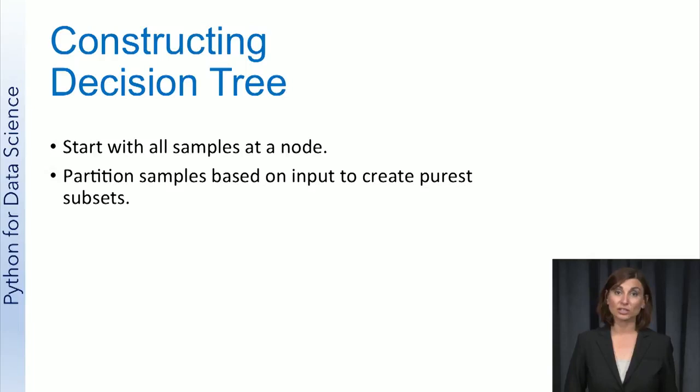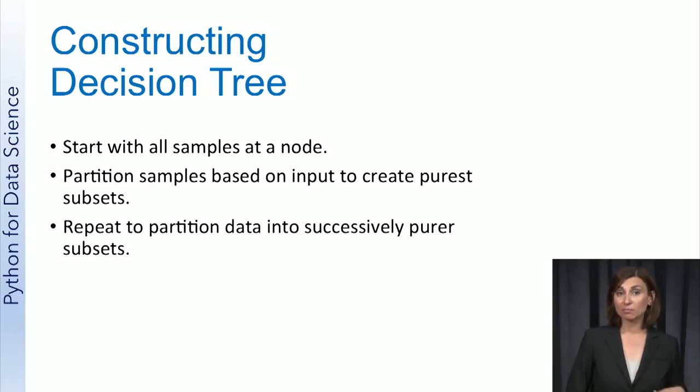Here, the goal is to create subsets of records that are purest. That is, each subset contains as many samples as possible belonging to just one class. Another way to say this is that the subsets should be homogeneous or as pure as possible. Repeatedly partition data into successively purer subsets until stopping criteria are satisfied.